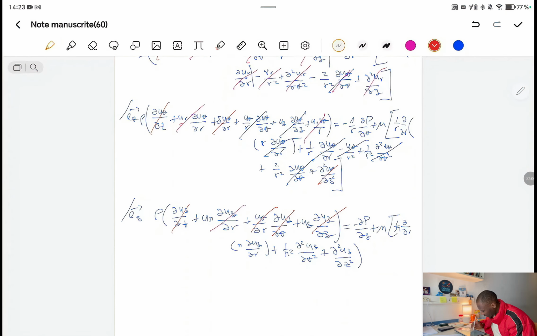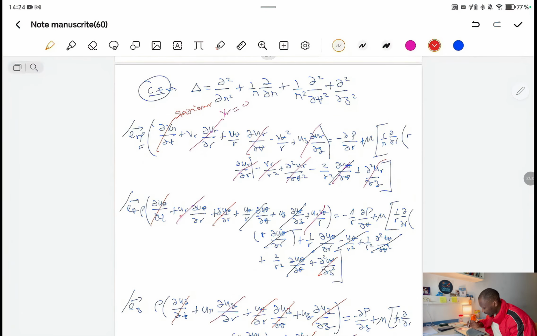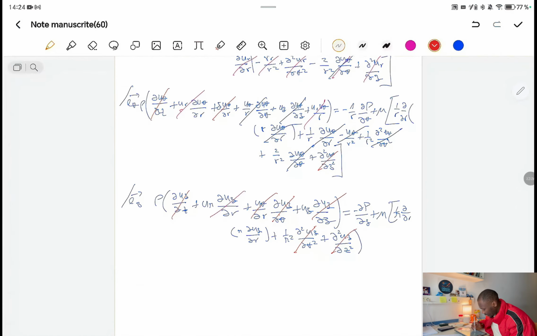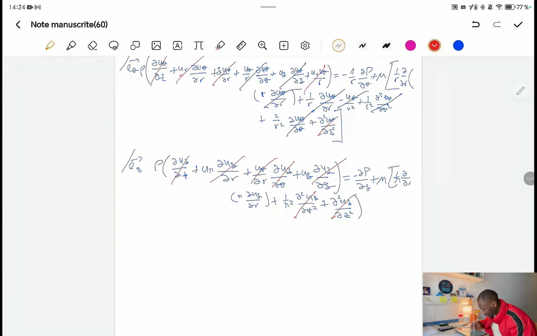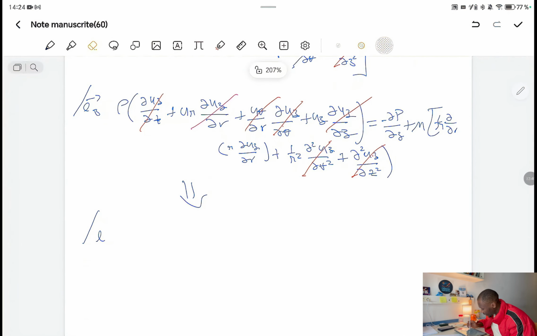Z, in the z direction, does not exist, disappears. Theta direction here disappears. Let's say everything here disappears. And that's it. All assumptions have been made here, and our equation becomes, let's say in the r direction.